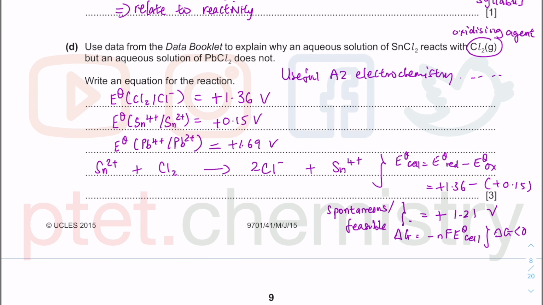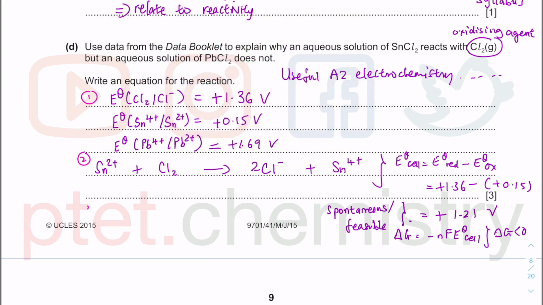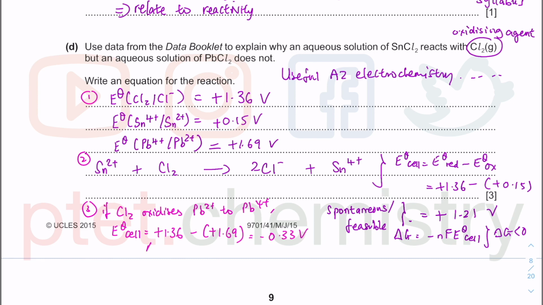But an aqueous solution of PbCl2 does not react. So now we are onto the negative bit. If Cl2 oxidizes Pb2 plus to Pb4 plus, we need to show the E cell is going to be the E red, which is the Cl2 acting as oxidizing agent, so it will undergo reduction. So the E red is plus 1.36 from the chlorine, and then that is minus plus 1.69. As you can see, something smaller minus something bigger is going to be negative, and your calculator will show you something negative.